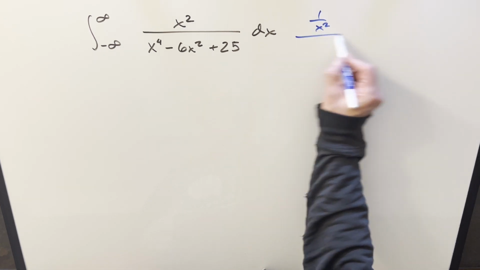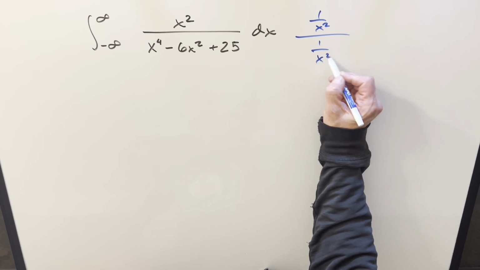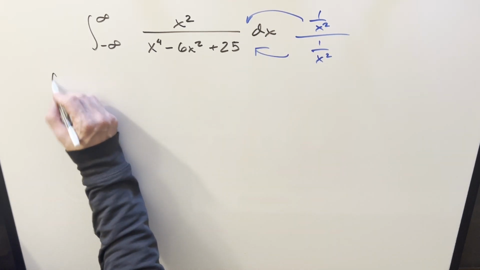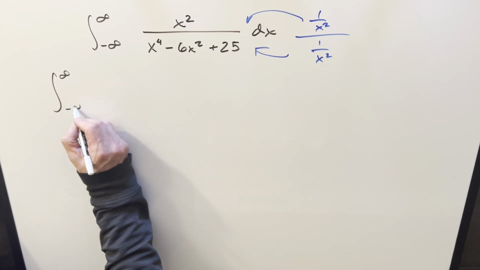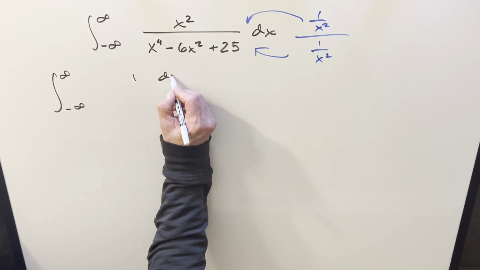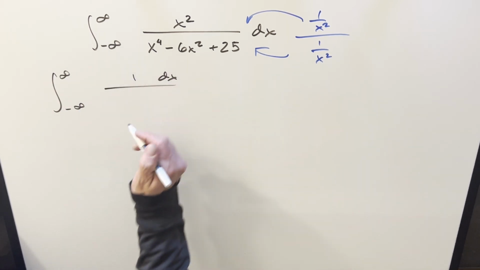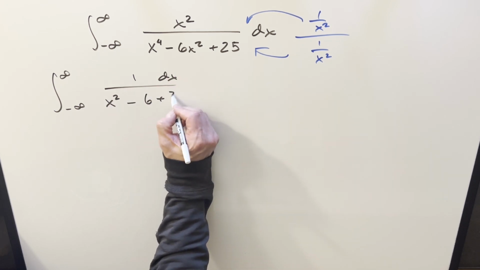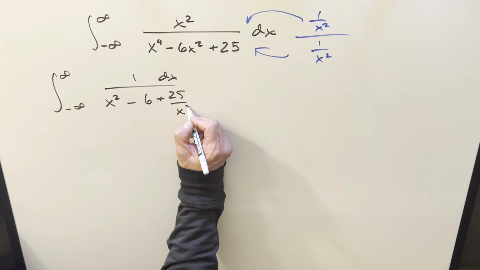And I want to multiply in by 1, multiplying in 1 over x squared, and just distributing that in. When we do that, what's going to happen, we end up getting just 1 in the numerator. 1 over x squared times x to the fourth, that's x squared. This just becomes minus 6, and we're going to have 25 over x squared.